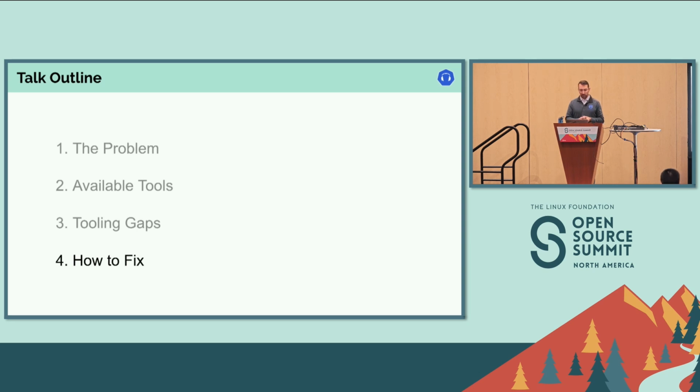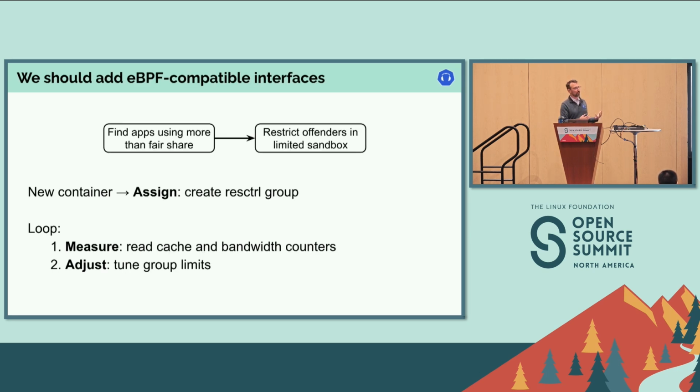So what can you do about it? Well, we said that there are 3 activities that we need in order to make this system work. First is assigning containers or services into resource control groups. And there, I think we should leave this as is. Starting a new container is already expensive enough that we can context switch and interact with files like the current API calls for. But for measurement and adjustment, we need something that's lower overhead.